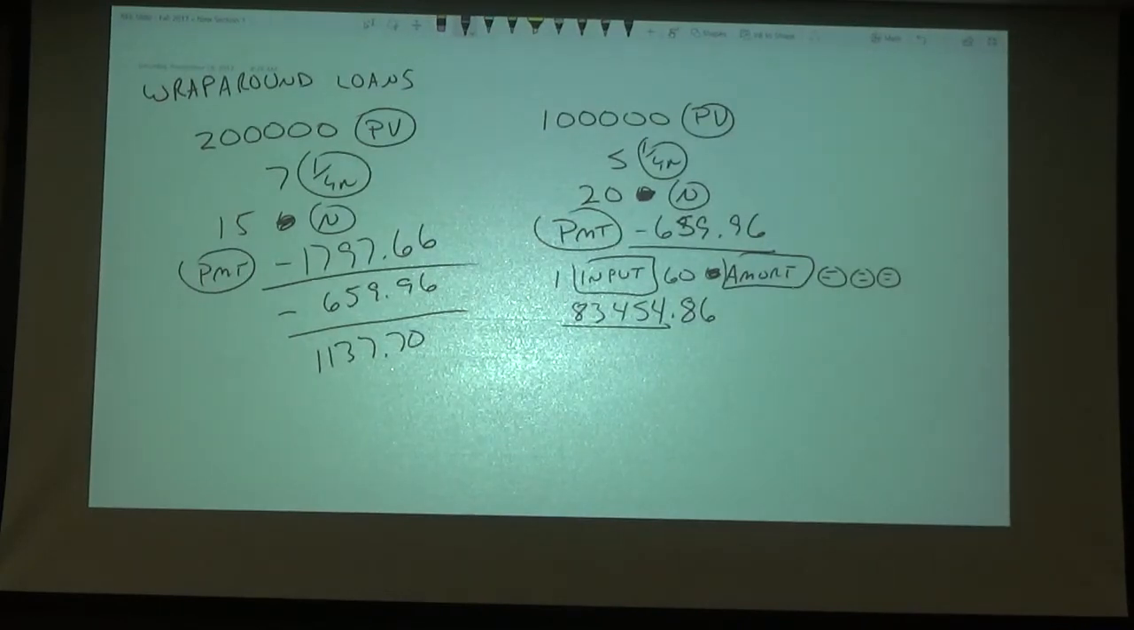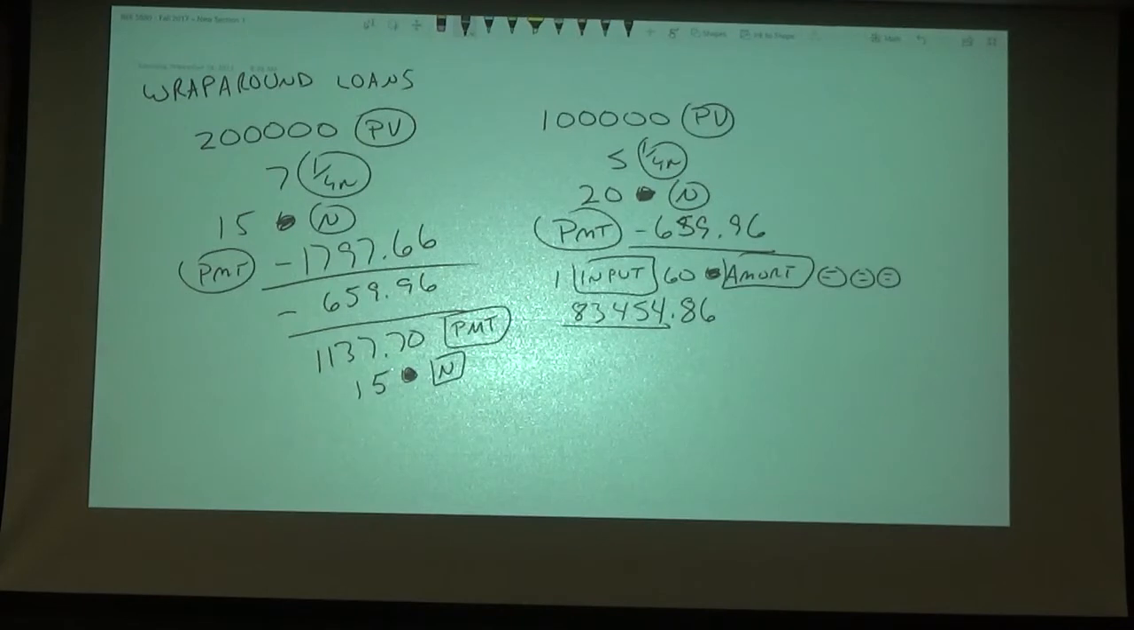Now, in this case, what we've got to do is put that in as the payment amount. Okay, so all of a sudden, everything is looking very similar to what we've done before, but we're going to add another step. All right, so that becomes our payment. That payment is going to be good for 15 years.